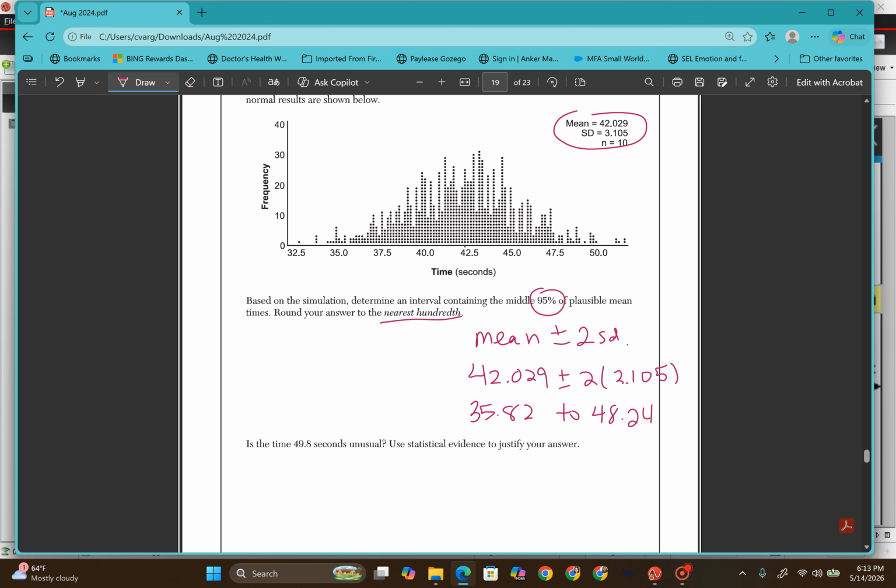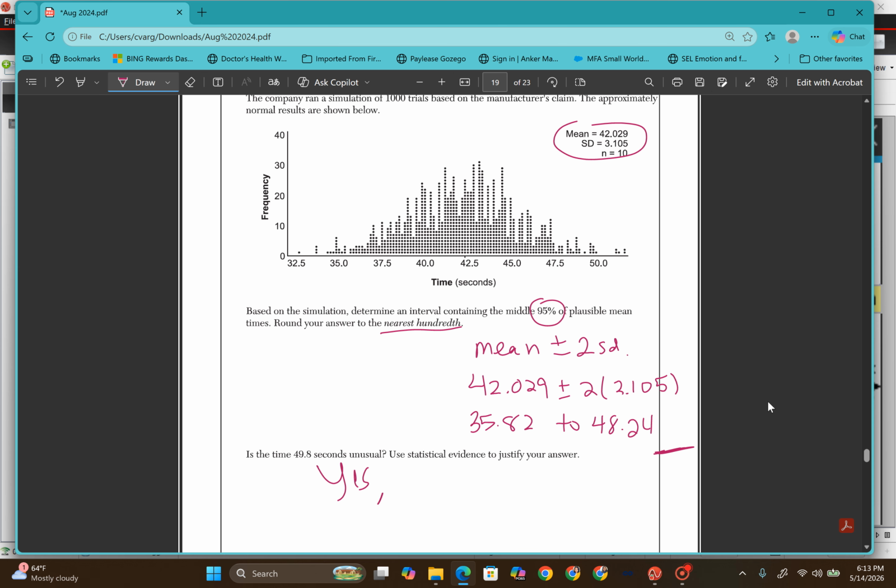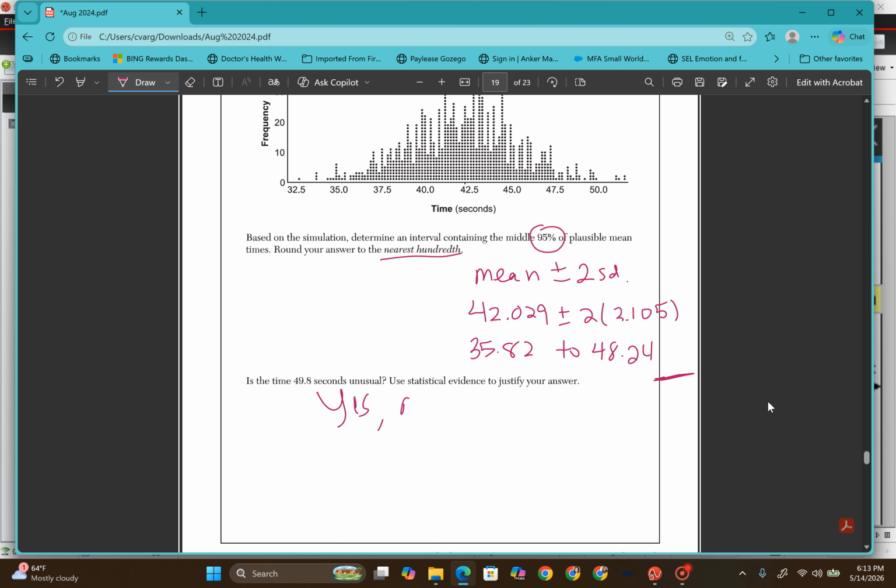Okay, that was the answer to the first part. Then it says, is the time 49.8 seconds unusual? And the answer to that is yes, because 49.8 falls outside, right? So it is unusual, and you can literally just say that because 49.8, let me write this better. Stop getting lazy, Varghese. 49.8 falls outside of the confidence interval.